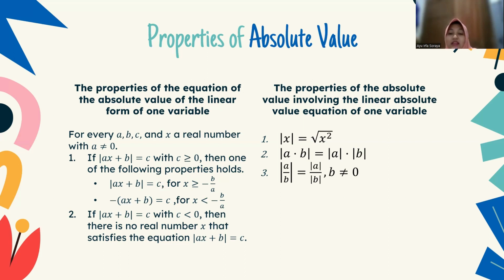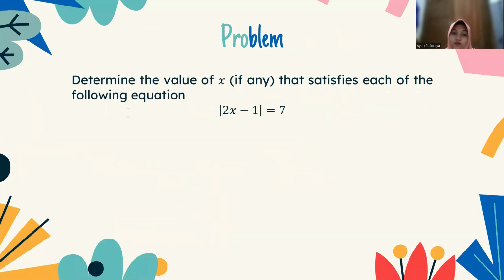And then the next is the properties of the absolute value involving the linear absolute value equation in one variable. The first one is the absolute value of x equals the square root of x squared. The next is the absolute value of a times b equals the absolute value of a times the absolute value of b. And the last one is the absolute value of a over b equals the absolute value of a over the absolute value of b, where b is not equal to 0. The next is the problem.